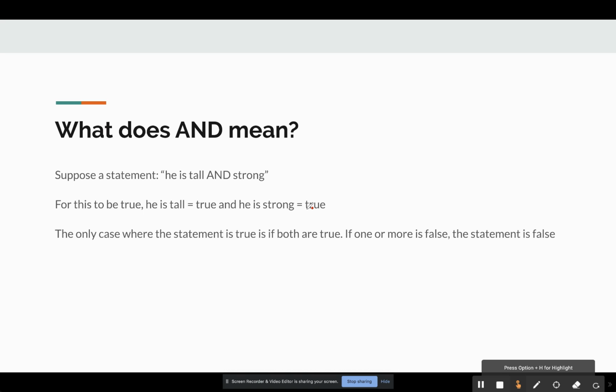What does it mean? So let's just take a sentence in English, for example. He is tall and strong. For this statement to be true, he must be tall and he also must be strong. If he is either short or weak, this statement is rendered false. So the only case where an and statement is true is if both parts are also true. If one or more is false, the entire statement is false.